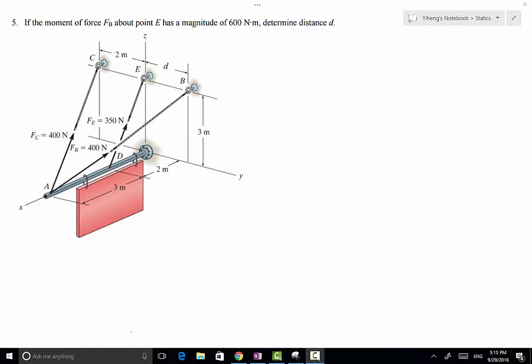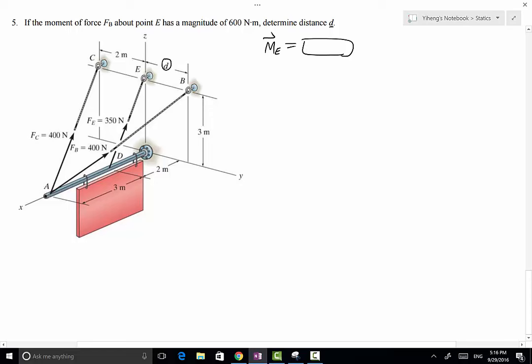In this problem, we are given the magnitude of the moment caused by the force Fb about point E, but we need to determine the distance d. So we're going to set it up as if we are going to find the moment caused by Fb about point E, using the same method that we've learned so far. And obviously we will always have an unknown d in it, so we cannot fully solve for it, but we will come up with some kind of expression.